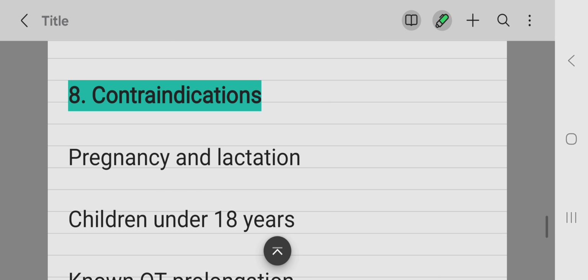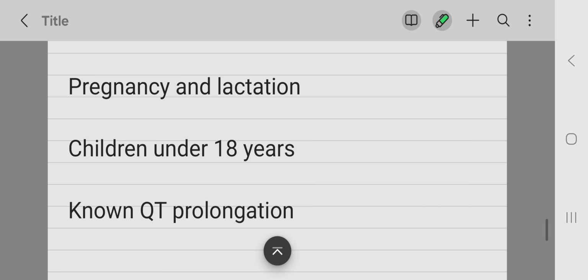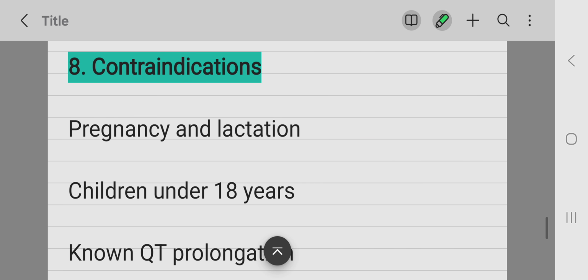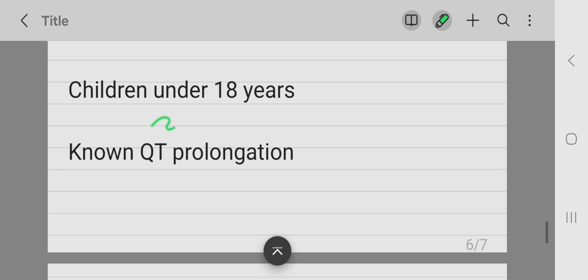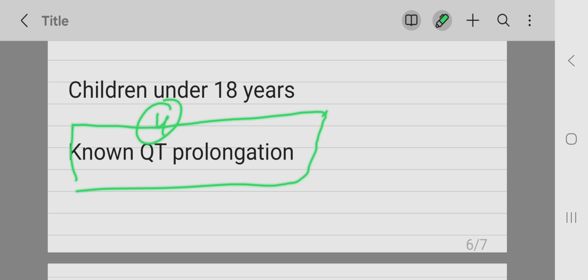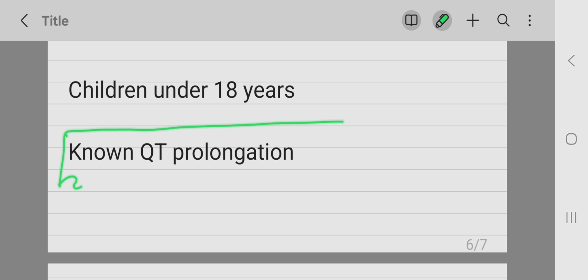So contraindications for fluoroquinolones are pregnancy, lactation, so lactating mothers cannot be given these quinolones, and also children, because in pregnancy and in children it leads to cartilage damage. Therefore it is not given in pregnancy and children. And also, if there is history of QT prolongation, then there is risk of QT prolongation with fluoroquinolones leading to torsades de pointes. Therefore, these drugs should be avoided in known cases of QT prolongation.